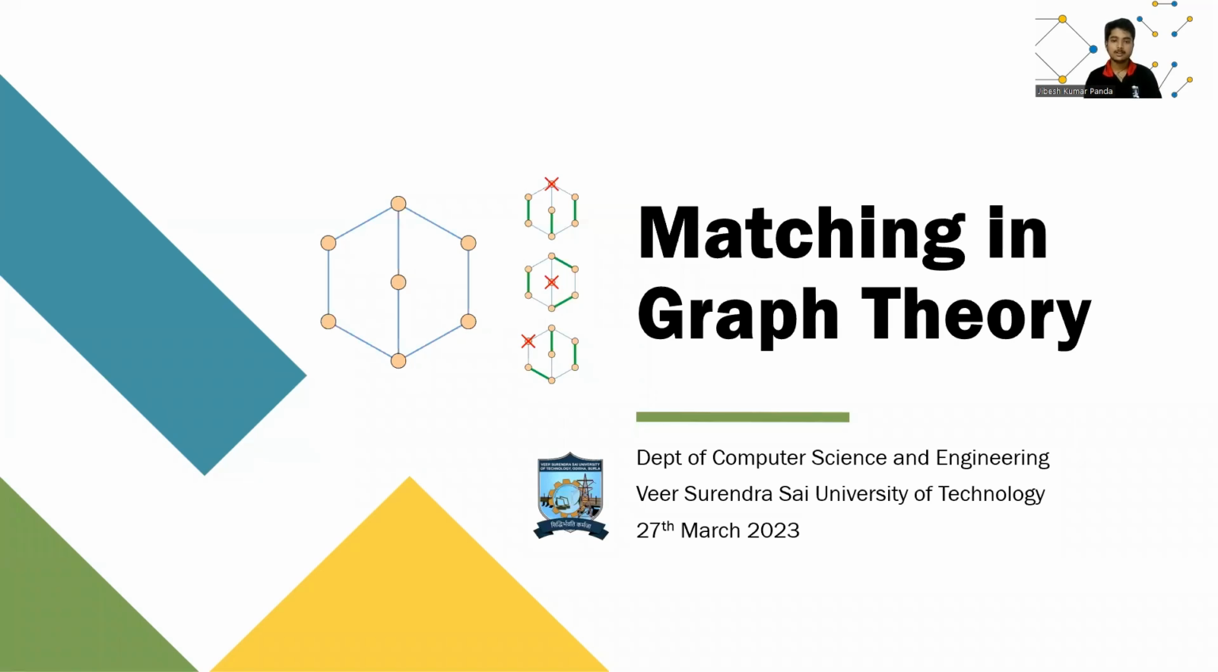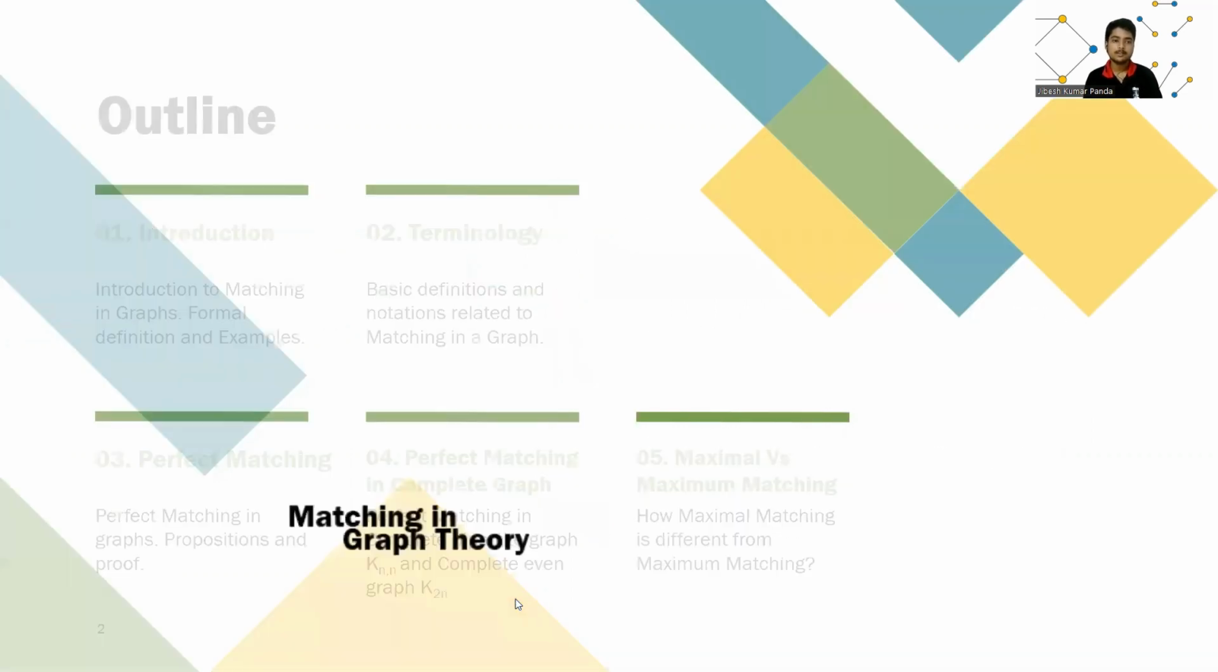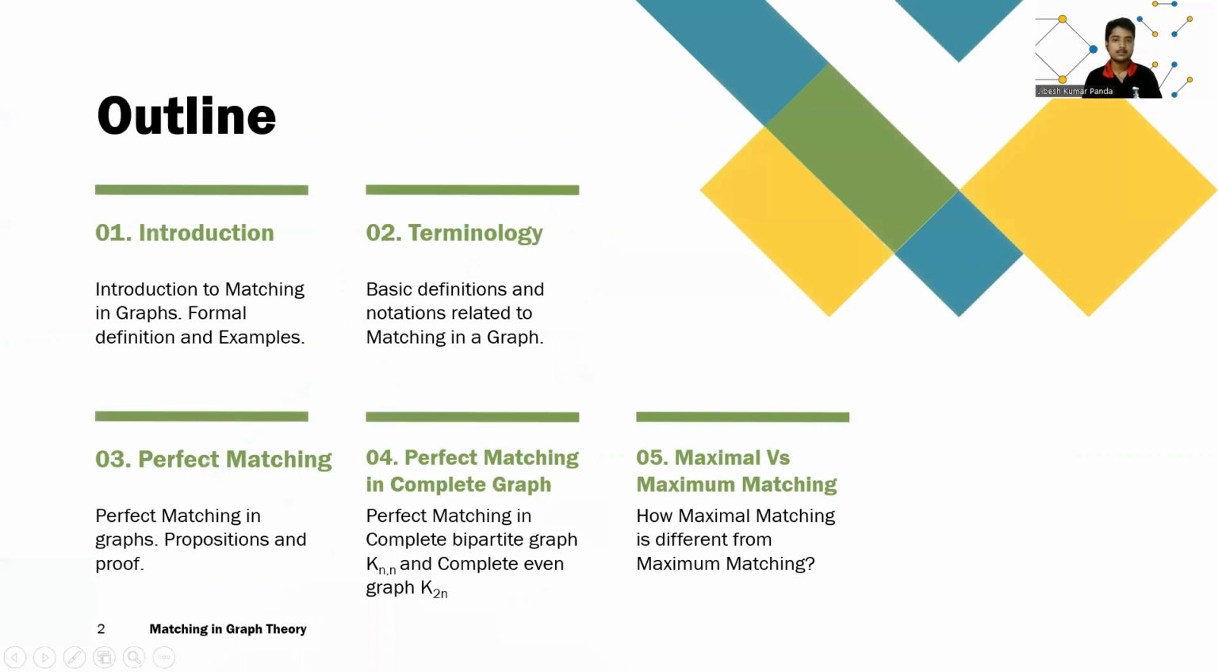Hello everyone, welcome to this video where we will discuss matching in graph theory. Getting started, we have the outline here. First we will cover the introduction, that is, what matching is. Then we will see the terminologies related to matching. Then we will see what a perfect matching is and the number of perfect matchings in complete graphs. And at last we will discuss the difference between maximal and maximum matching.